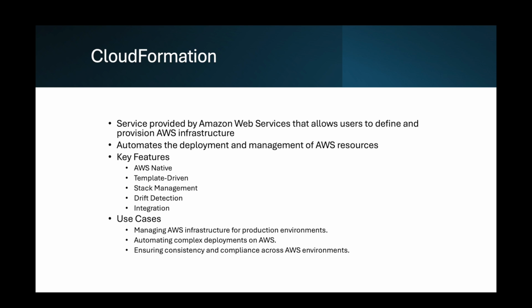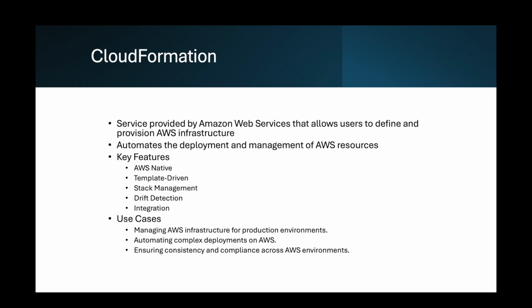CloudFormation. Now, AWS CloudFormation is an IaC service provided by Amazon Web Services that allows users to define and provision AWS infrastructure using templates written in JSON or YAML. CloudFormation automates the deployment and management of AWS resources, ensuring that infrastructure is consistent and predictable. Some of the key features include that it's AWS native, designed specifically for managing AWS resources. It's template driven. Infrastructure is defined using templates, making it easy to replicate environments.